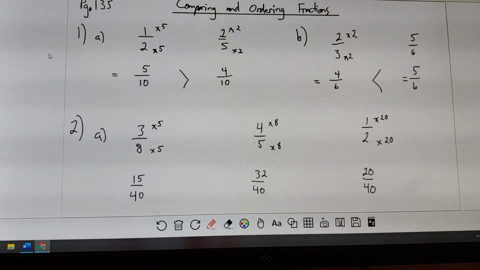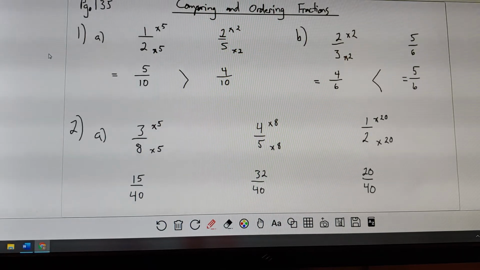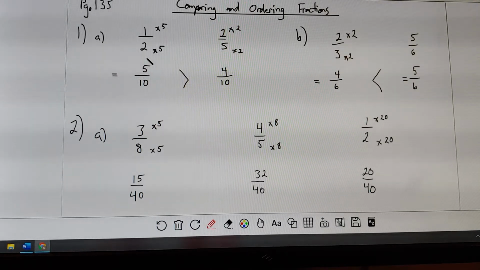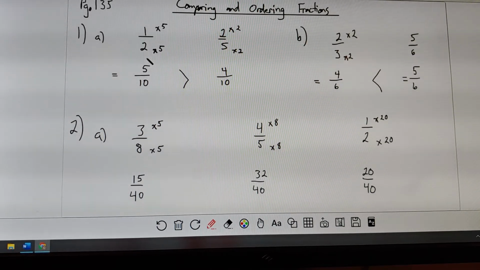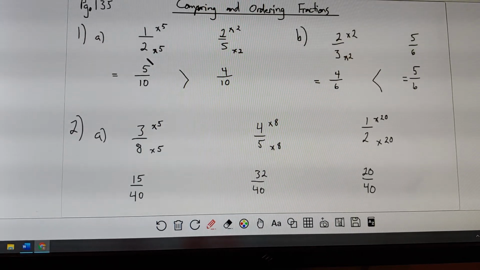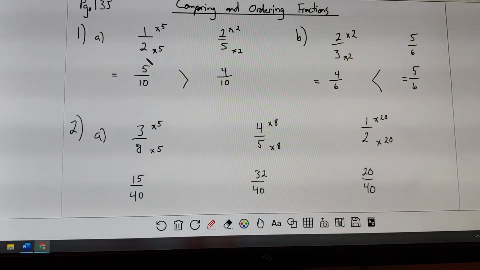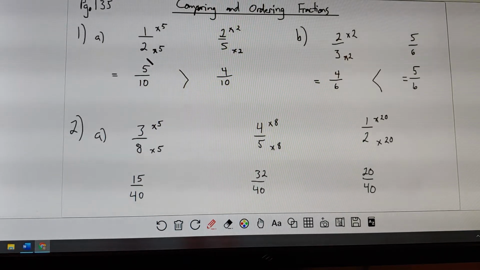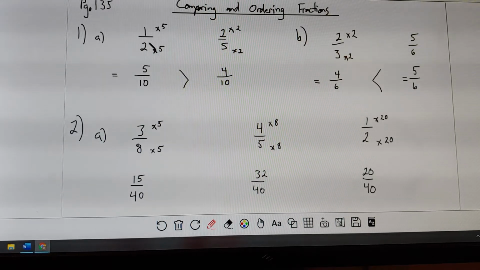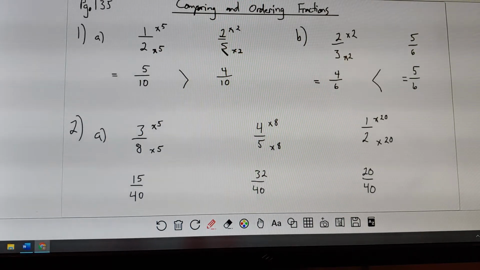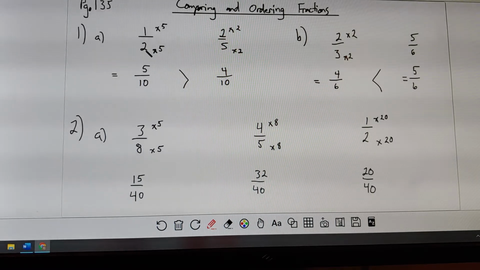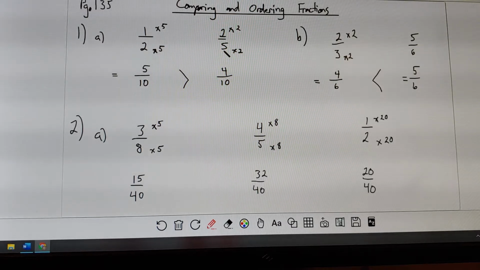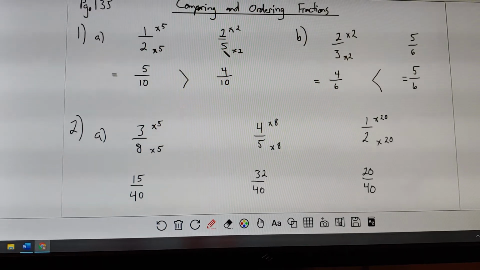So let's jump into it. 1A. They asked for you to compare 1/2 and 2/5. And like I was saying in the lesson, in this unit, before we compare fractions, put them in order from smallest to largest, add them, subtract them, anything like that, we have to find common denominators. So I had 1/2 and 2/5. So I was looking at the 2 and the 5. And now I'm looking for a number that's in both the 2 times tables and the 5 times tables.